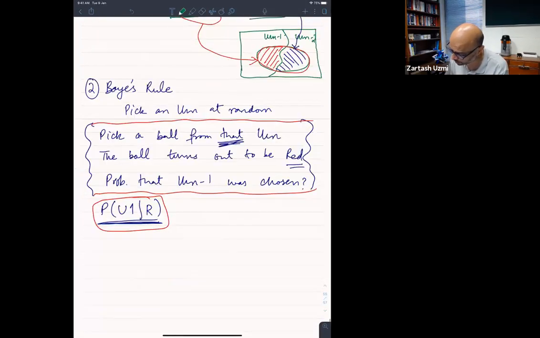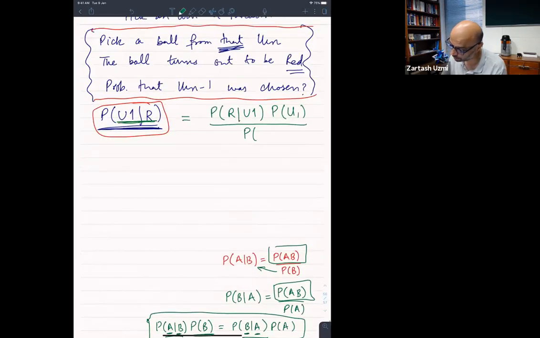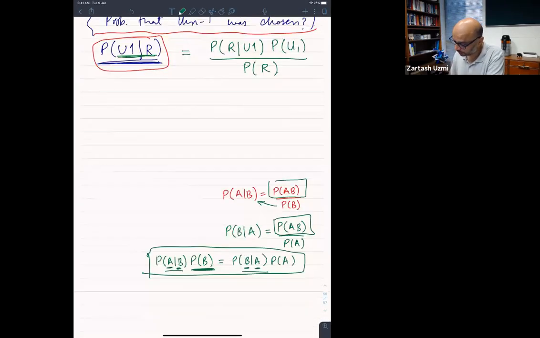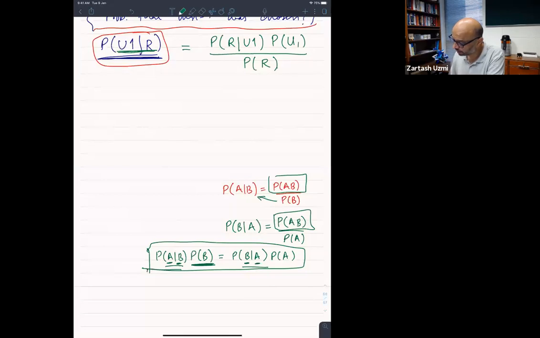So what I'm going to do here is convert this into probability of U1 given R is equal to probability of R given U1 into the probability of U1 divided by probability of R. Where did this expression come from? This expression comes from here. Probability of A given B is equal to probability of B given A multiplied by probability of A, divided by probability of B. If you rearrange this expression, you will see that probability of A given B is equal to probability of B given A into probability of A divided by probability of B. I can take this down here.